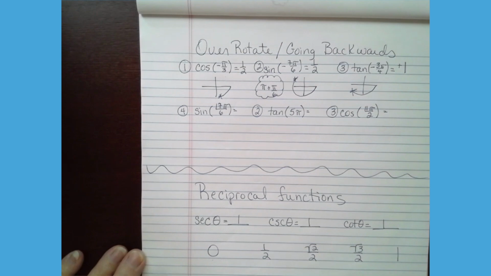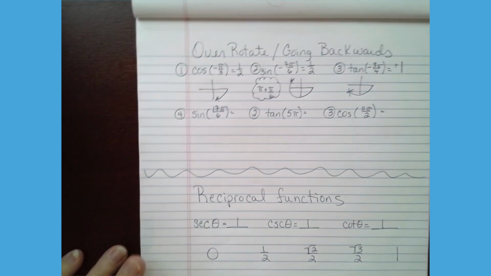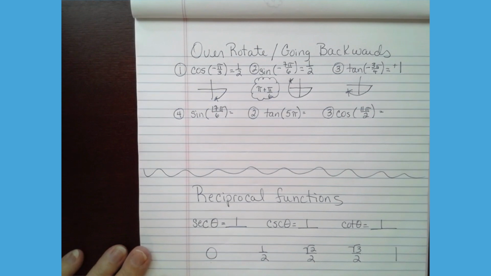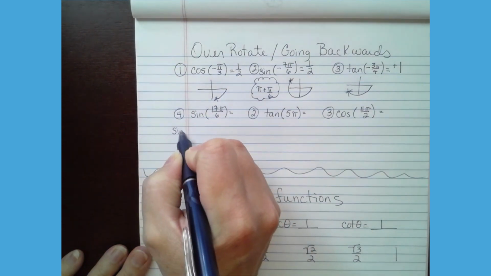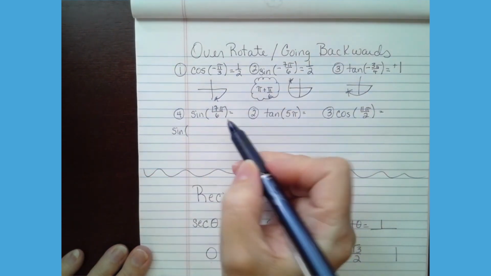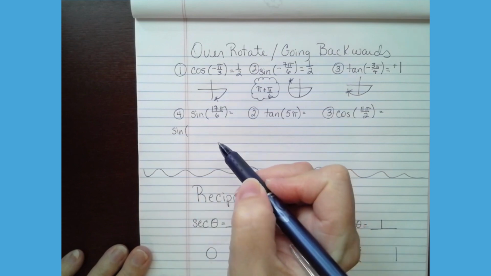All right. So what is number 4 all about? Number 4 is 17 pi over 6. That's way over 2 pi. So what you have to do with this one is think about it. How many times will 6 go into 17?